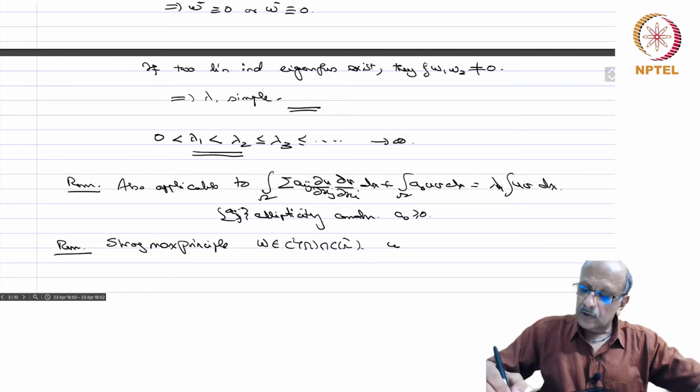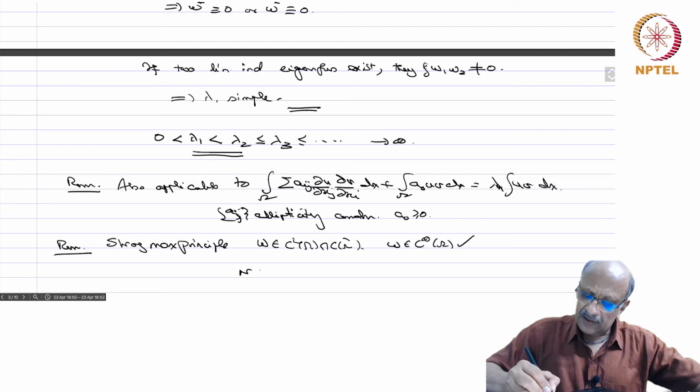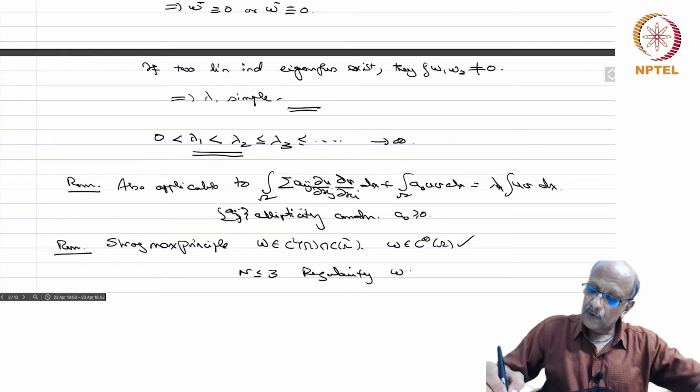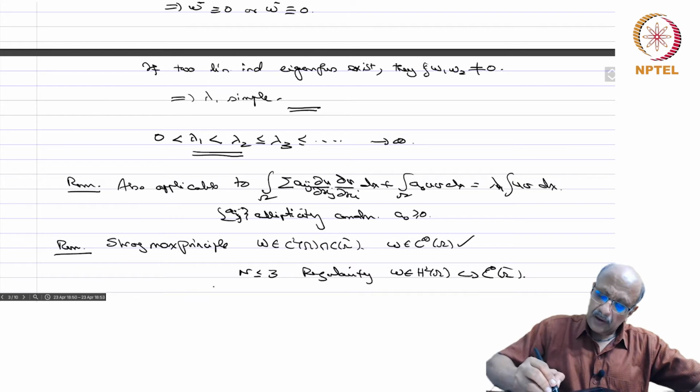But we already know that w belongs to C infinity of omega, this is known. Now what about C of omega bar? Well, if n is less than or equal to 3, by regularity w belongs to H2 of omega, which is of course contained in C0 of omega bar. Okay, but this is for almost every simple domain.